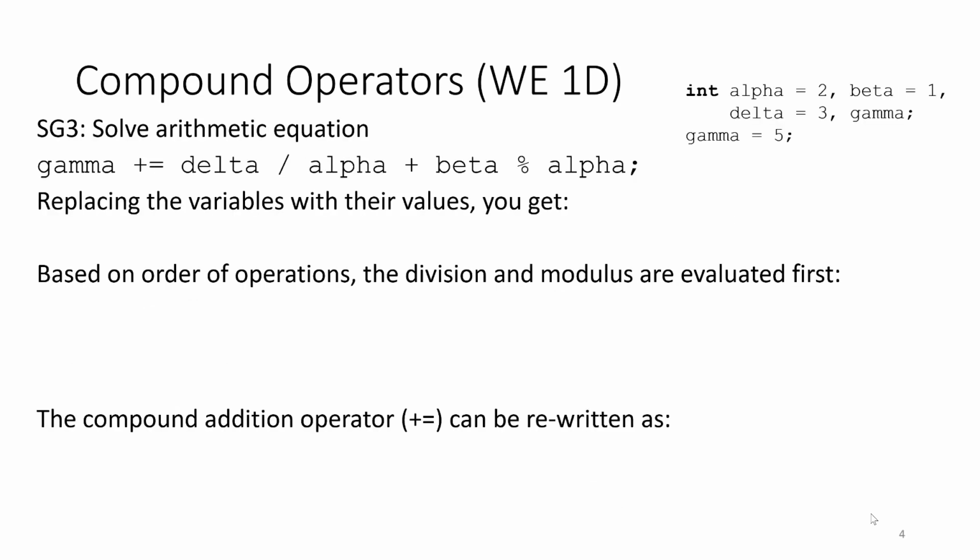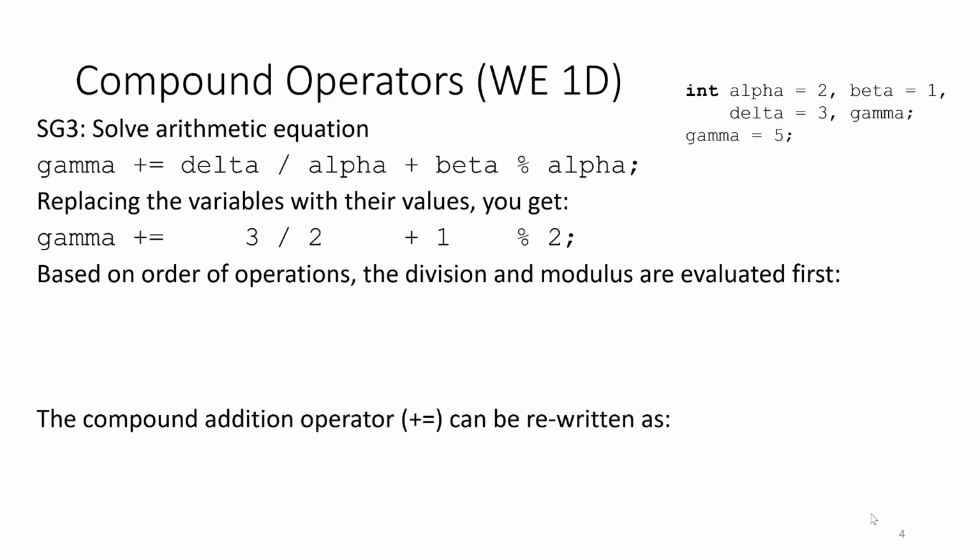Subgoal 3 is to then evaluate the arithmetic expression. Delta has a value of 3, alpha has a value of 2, and beta has a value of 1. Replacing the variables with their values, we have the statement gamma plus equals 3 divided by 2 plus 1 mod 2. Because of the order of operations, the division and modulus are evaluated first.